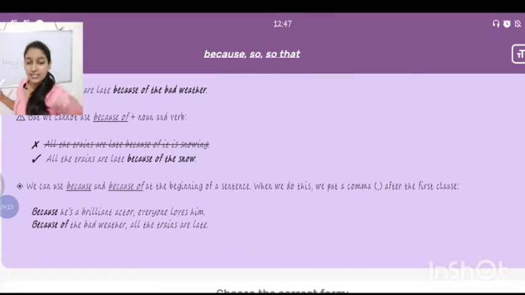And next, we can use because and because of at the end or in the beginning of the sentence. When we do this, we put a comma after the first clause. Because he's a brilliant actor, everyone loves Johnny Depp. So we put a comma after the first clause. Because of the bad weather, all the trains are late. By using the comma, we can go either way.